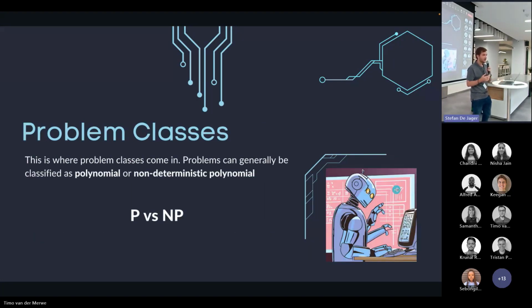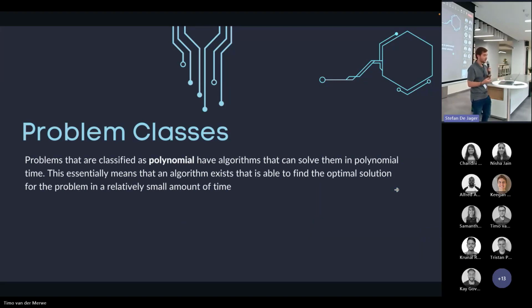So this is where problem classes come in. Problems can generally be classified as being polynomial or as being non-deterministic polynomial. I'm sure that most of you have heard of P versus NP at some point. Problems that are classified as polynomial have algorithms that can solve them in polynomial time. All that this means is that for the problem, there's some algorithm that can give you the optimal solution in a relatively small amount of time.